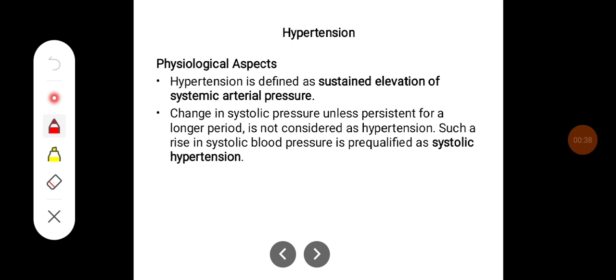Hypertension. Hypertension is defined as sustained elevation of systemic arterial pressure. Change in systolic pressure, unless persistent for a longer period, is not considered as hypertension. Such a rise in systolic blood pressure is pre-qualified as systolic hypertension.